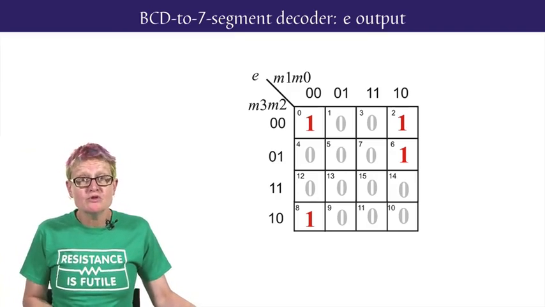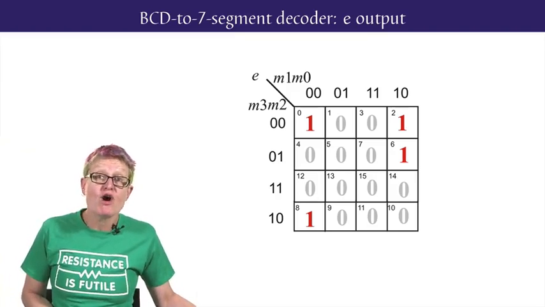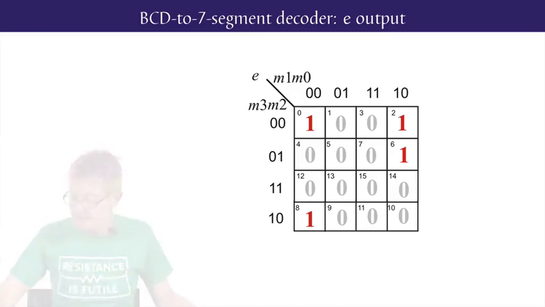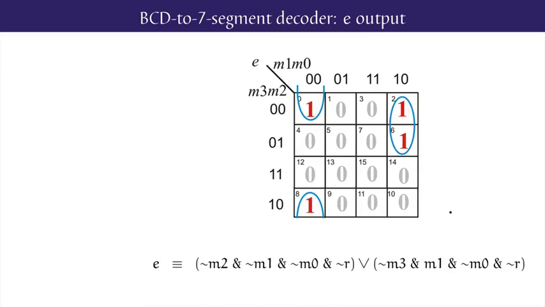And for the E output, there are now only 4 rows of the truth table in which E is 1: 0, 2, 6 and 8. These can be covered by 2 loops of size 2, and that will be optimal. The resulting minimal DNF for output E is as shown.